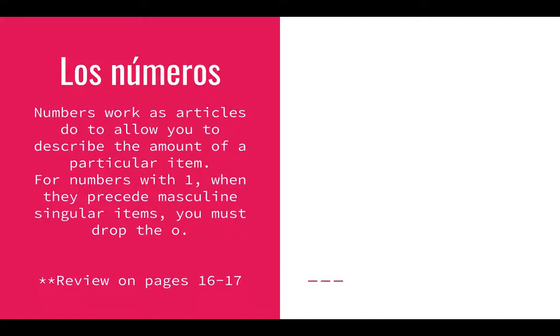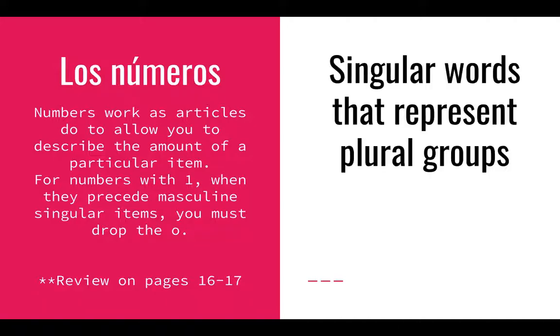Numbers. They work as articles to allow us to describe the amount of a particular item or whatever. So with the number 1, when it precedes masculine singular items, you must drop the O. Go back to pages 16 and 17 to keep an eye on those, particularly the activity where there was a picture of a lady blowing candles on her 21st birthday cake. Ella tiene 21 años. Okay?